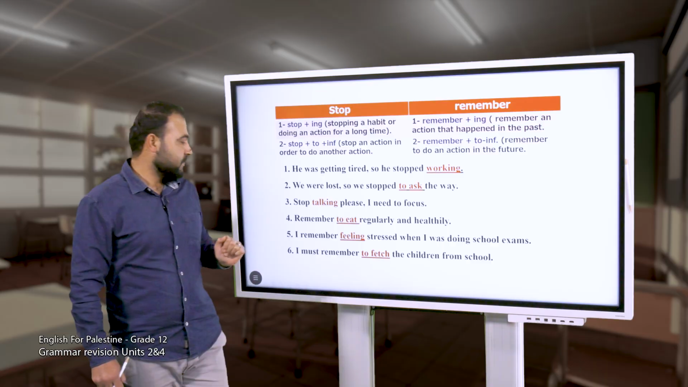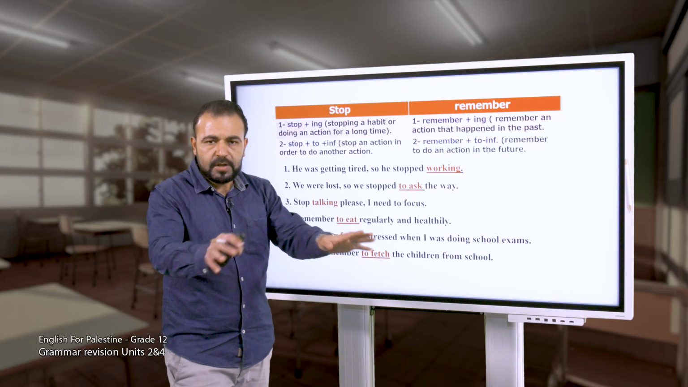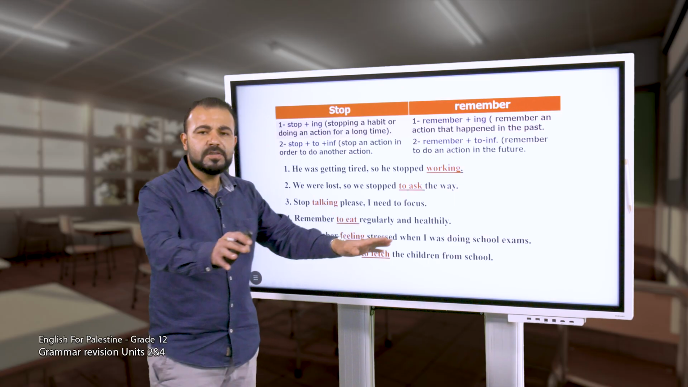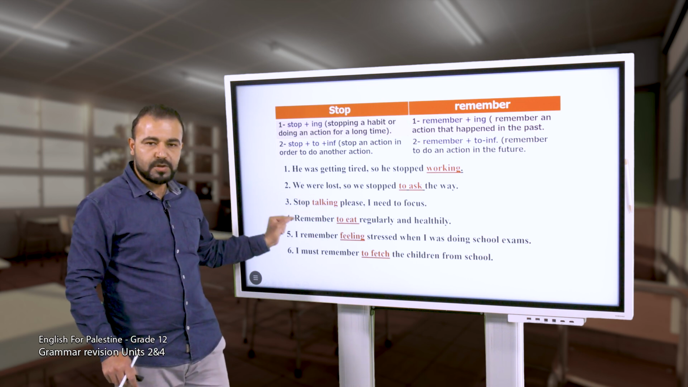Sentence number 3. Stop talking, please. I need to focus. I want you to stop doing this action for a long time. So stop plus the ing form. Stop talking.